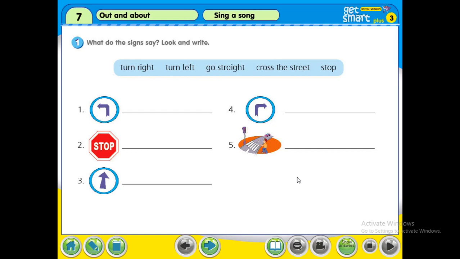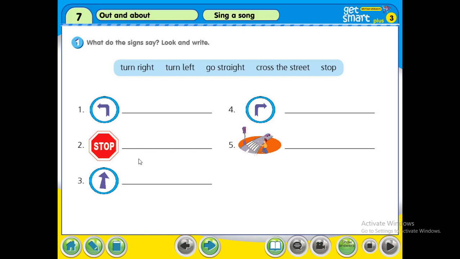Now we are going to do workbook page 52 question 1. There are some symbols here, some road signs, and what do these symbols mean? What do these symbols tell you?